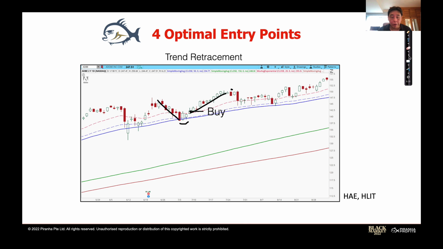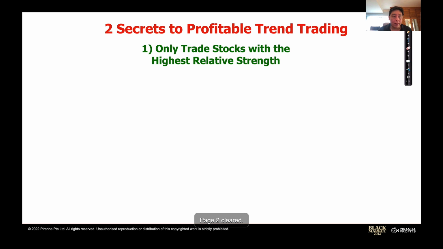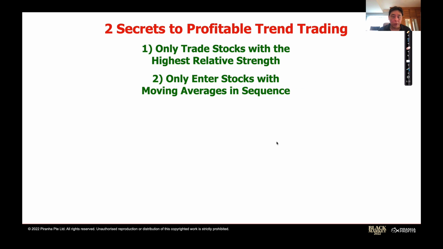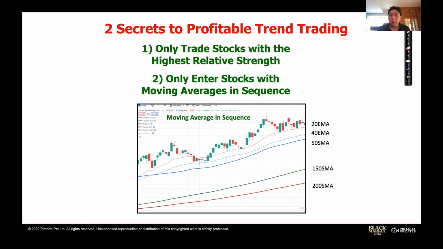By the way, before that, recall that whatever pattern we're trading, what are the two rules? Again, number one, we only trade stocks with high relative strength, 85 and above. And the second rule is we only enter when moving averages are in sequence. This is really, really important. The 20 EMA must be above the 40 EMA, and the 50 simple moving average must be above the 150 simple moving average and must be above the 200 simple moving average.